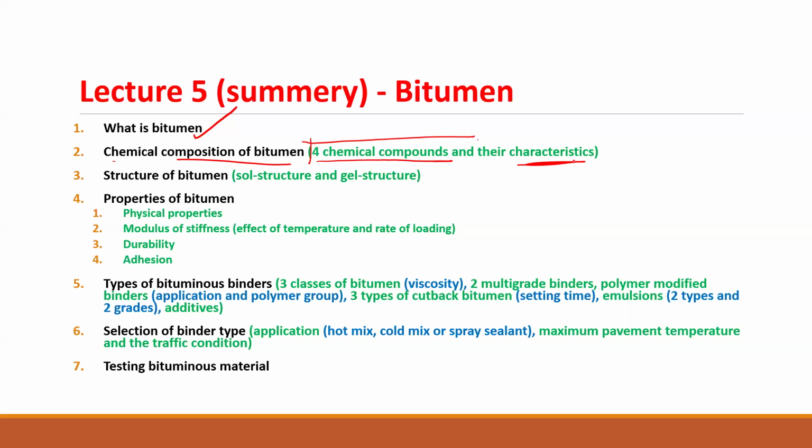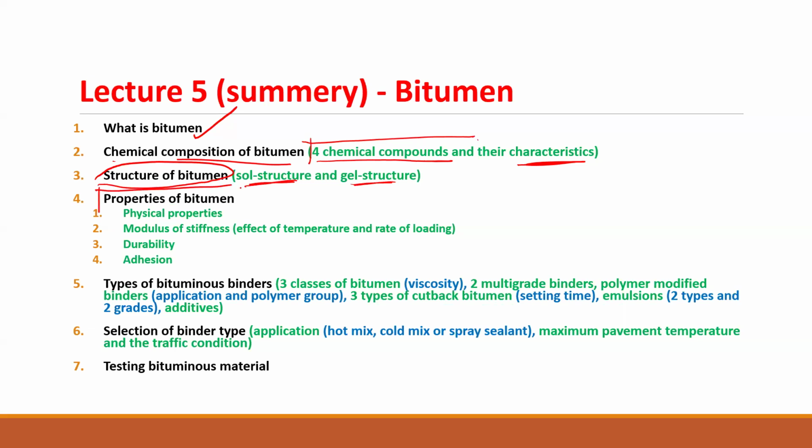So similarly, we have 4 components in bitumen. We are going to learn what they are: asphaltenes, aromatics, resins, and saturates. And bitumen can have 2 structures. It can be like a solution, and also bitumen can be like a gelatinous structure. So sol structure and gel structure. We are going to learn about this one as well in the tutorial.